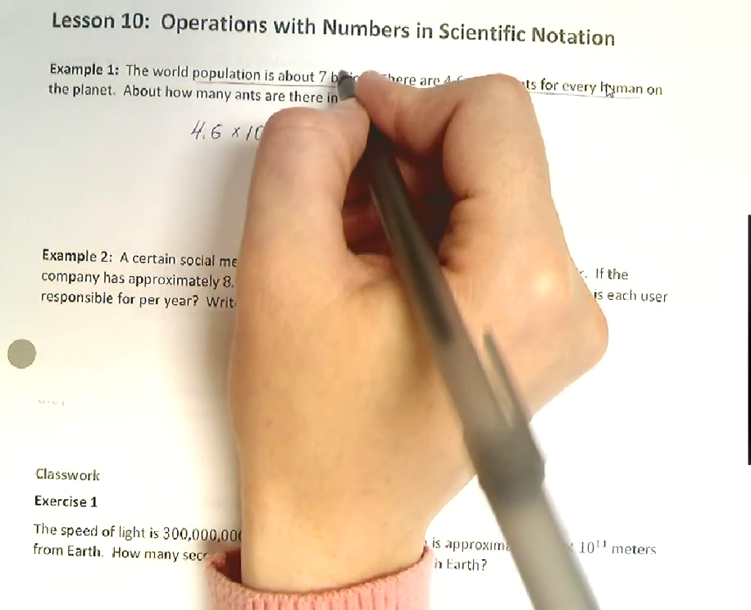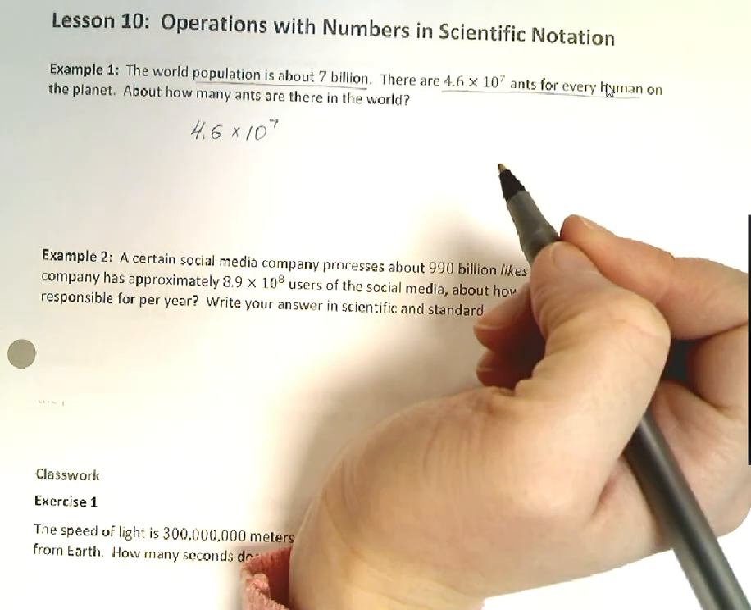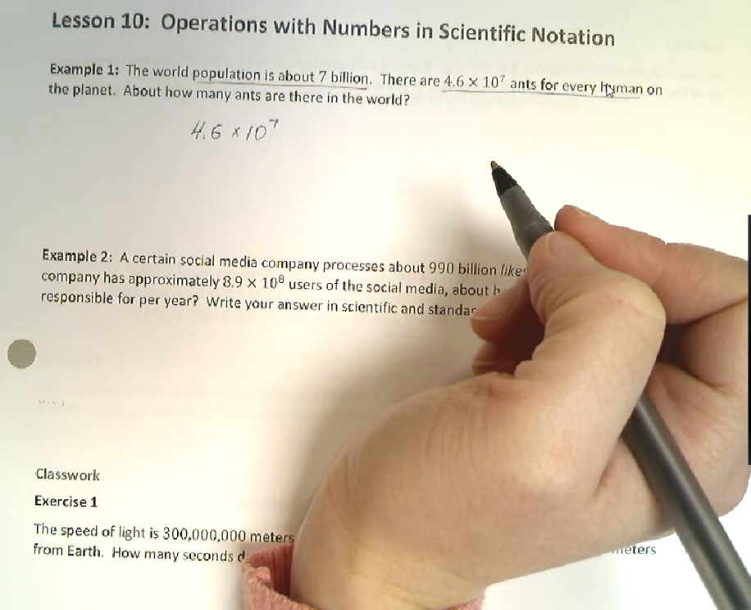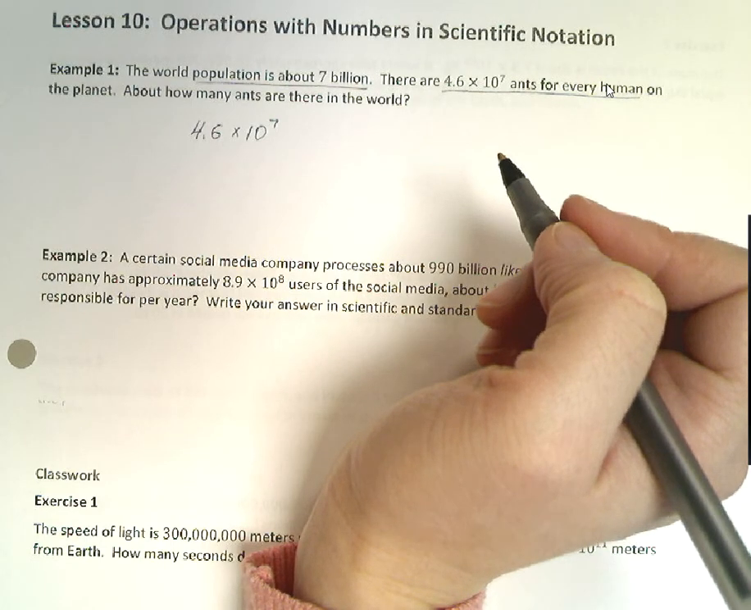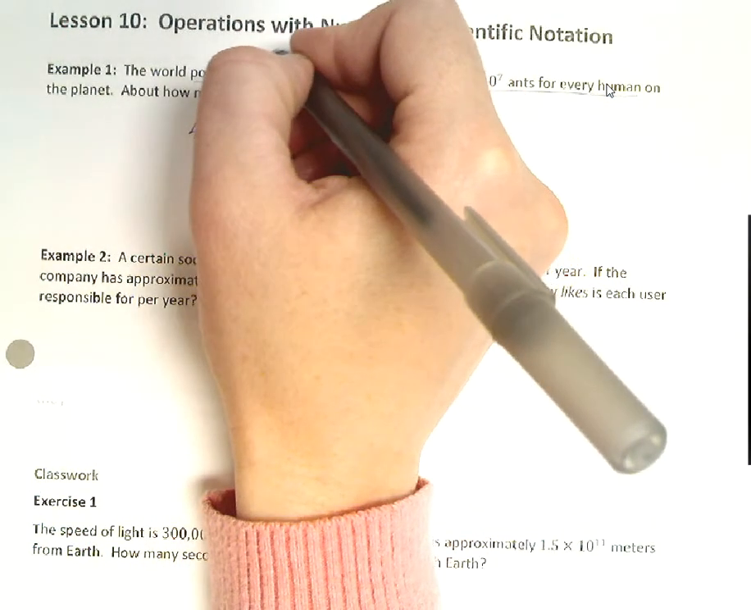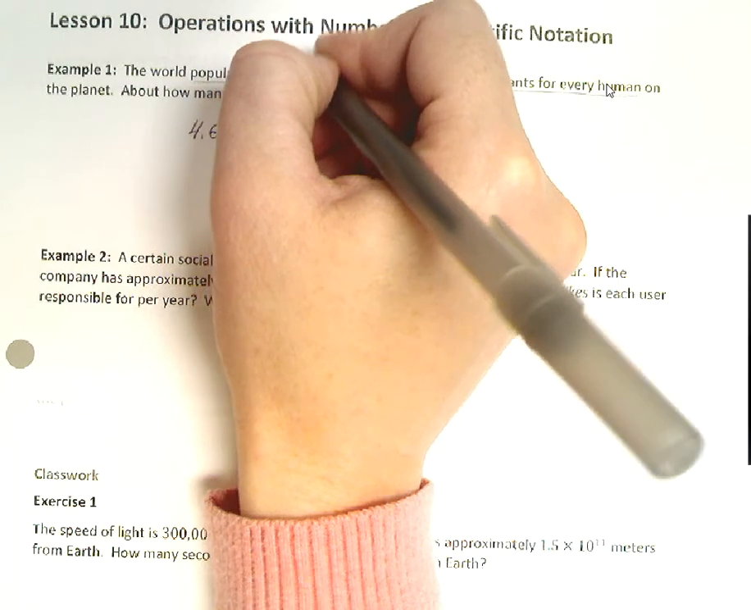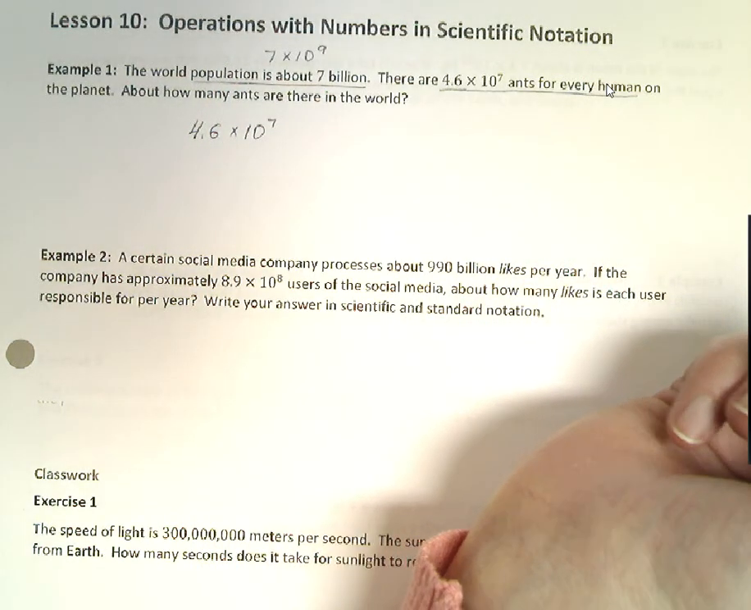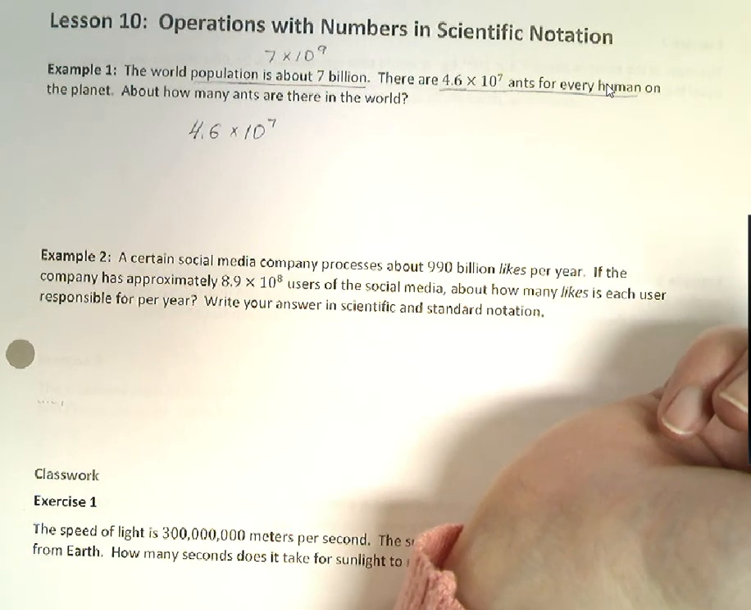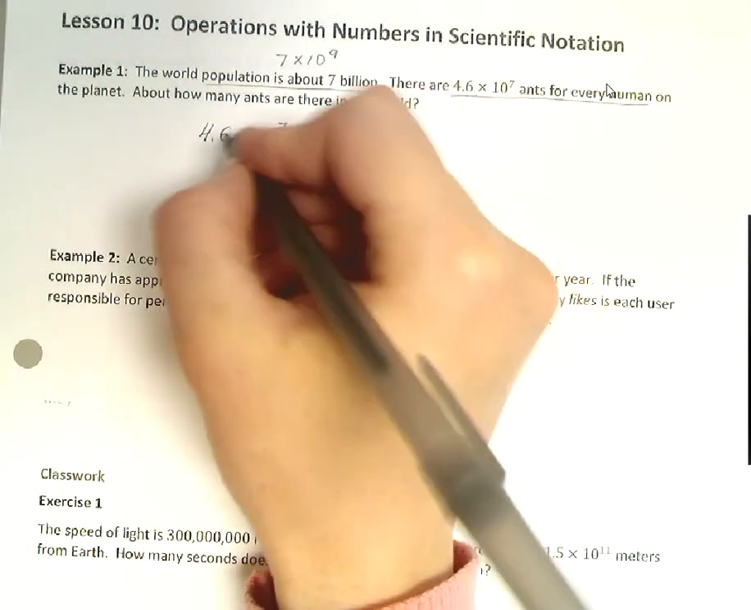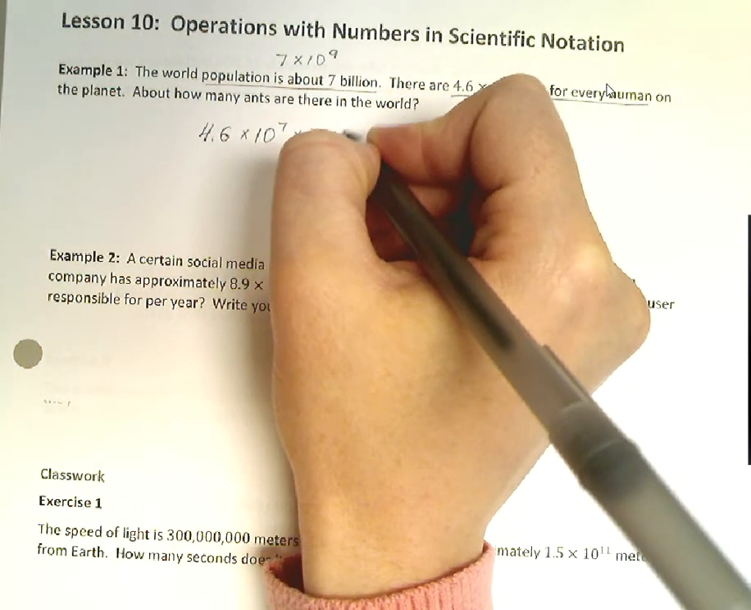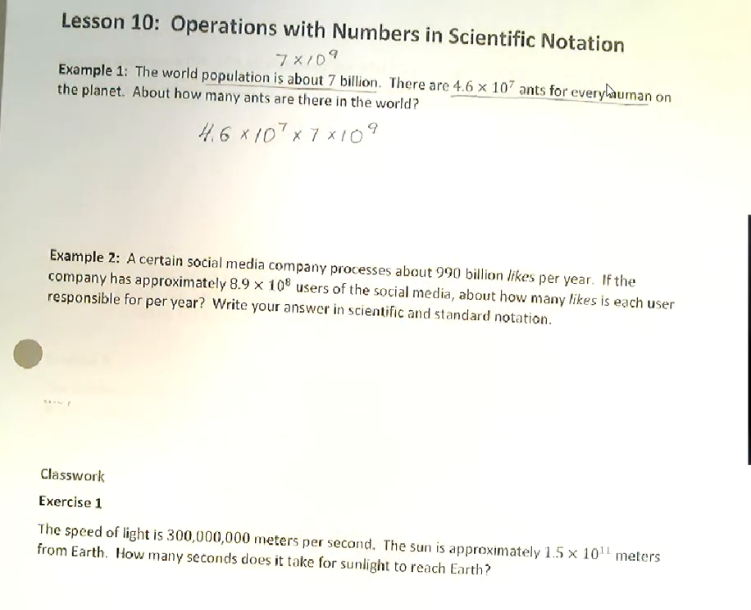But first I need to write 7 billion in scientific notation, because my job this time is to know how to multiply numbers in scientific notation, not in standard form. So 7 billion I can rewrite as 7 times 10 to the 9th, because billion has 9 zeros, right? 7 times 10 to the 9th. So I'm multiplying 4 and 6 tenths times 10 to the 7th times 7 times 10 to the 9th.